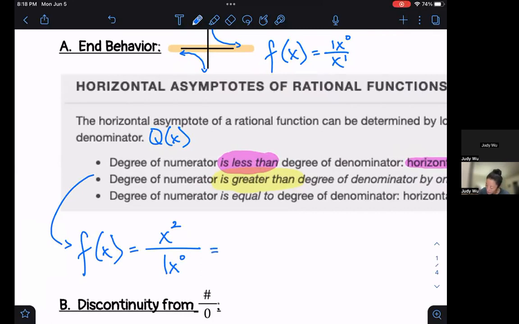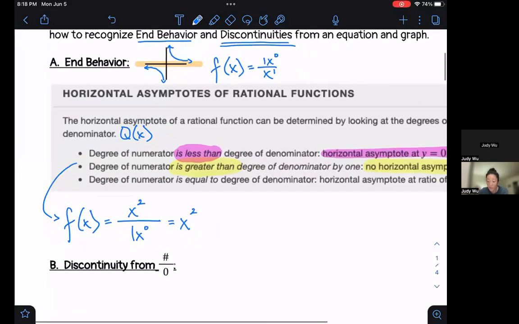This is really the same thing as saying x squared. And we know that the end behavior of x squared, well, that just looks like this. So our end behavior is up, up. That doesn't flatten out at all, right? It goes up and it goes up. But a horizontal asymptote would mean the ends go kind of flat, right?